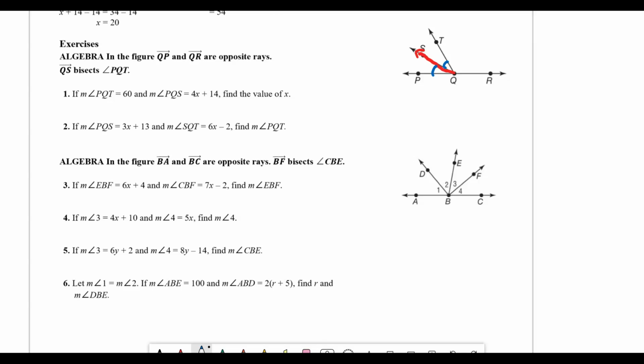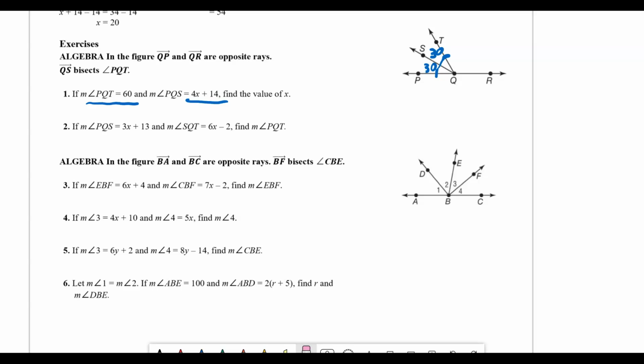So I look at this over here to my left, and it says that PQT is 60. That's this angle here, or the whole angle rather, just to be clear on what we're pointing out. From P to Q to T is 60, okay? And then they tell us that PQS is 4x plus 14. So what I need to infer from this, since I have an angle bisector, they told me from the start that I have an angle bisector, I need to infer that each little angle in here is 30 each. This is 30 and this is 30.